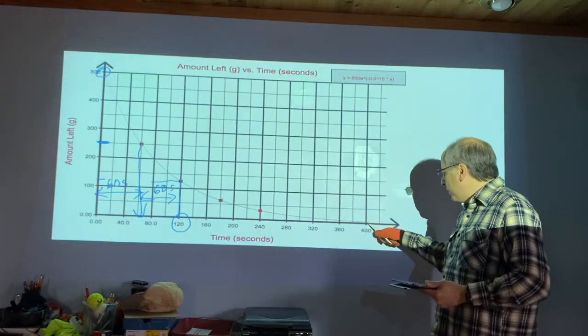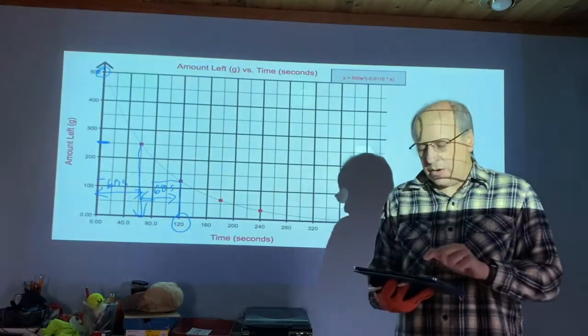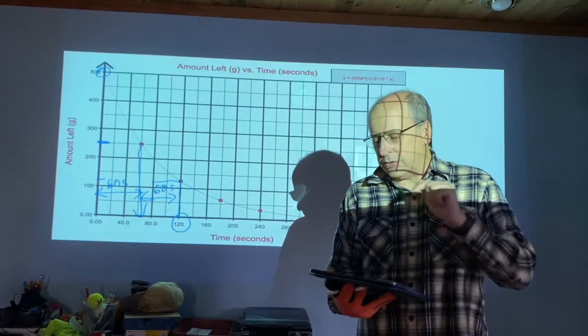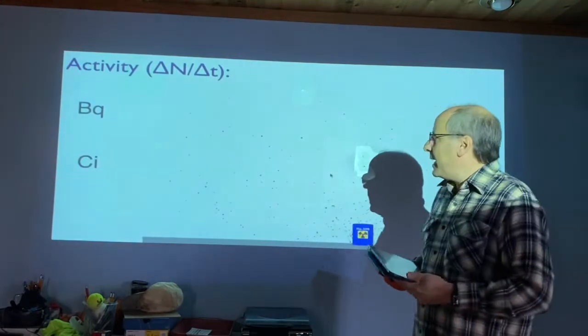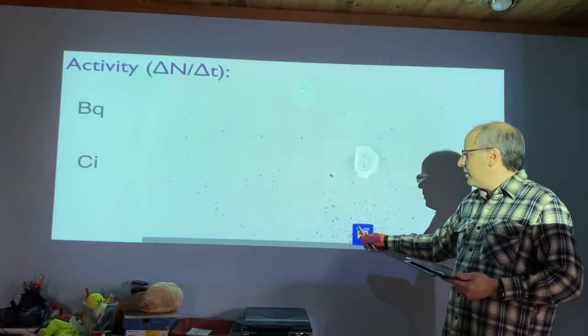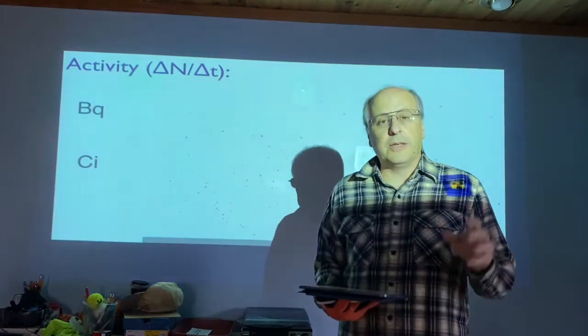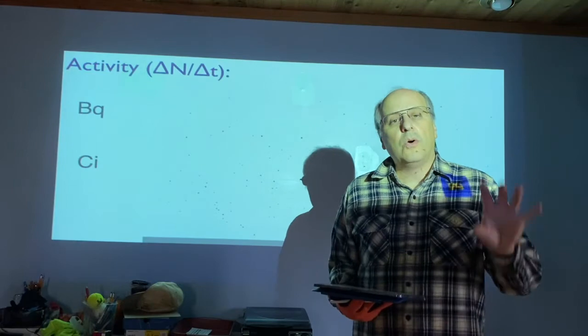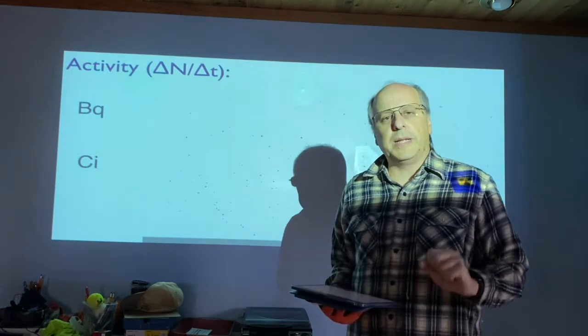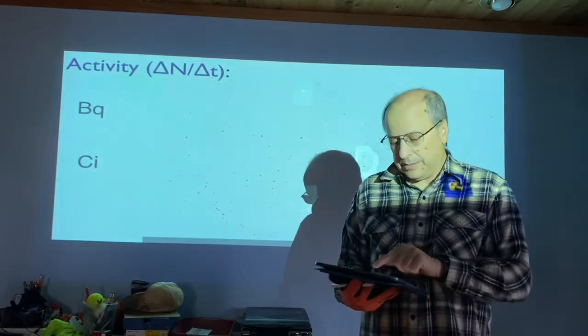Remember, it will never mathematically hit 0. It gets closer and closer and closer. Don't forget, activity tells you how many decays there are per second. It can be measured in becquerel, which literally means decays per second, or the more commonly used but less helpful, Curies.